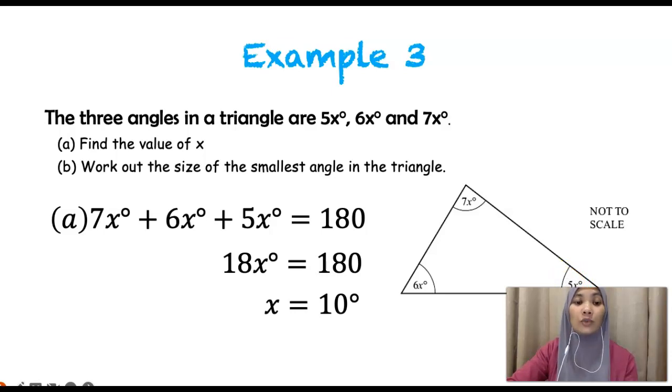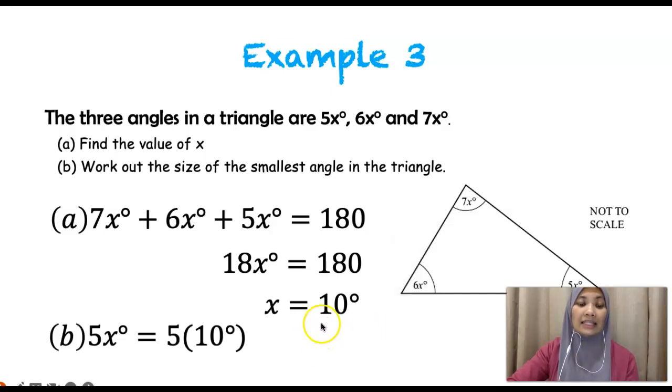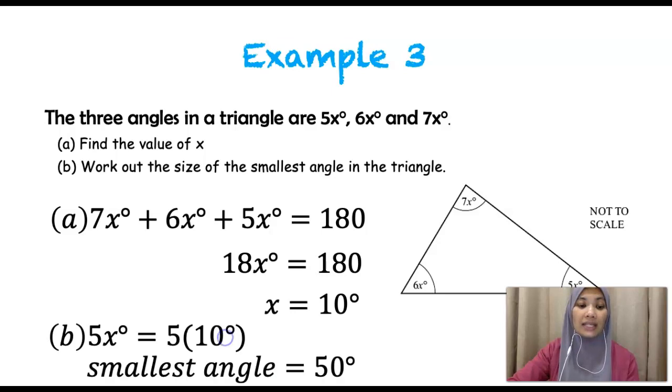But then we need to calculate the size of the smallest angle. So now you just need to key in the value that you calculated previously in part A into the equation. Therefore, substitute 10 into x. Then you get the smallest angle equals 50 degrees.